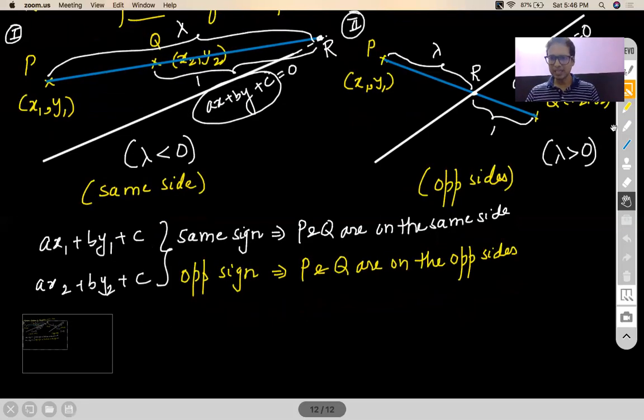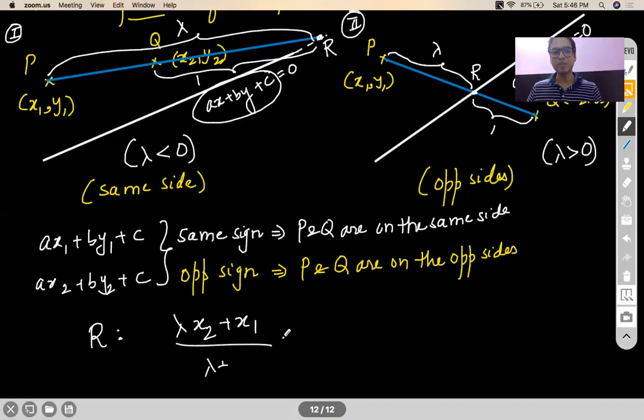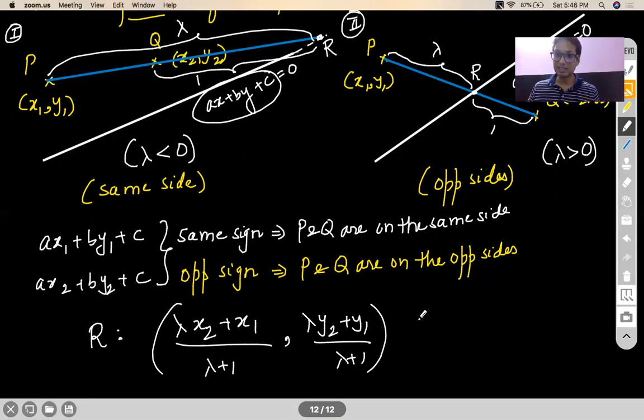So irrespective of whether the line is internally dividing the join of P and Q or externally dividing the join of P and Q, can I say the R coordinates will always be, correct me if I'm wrong, (λx2 + x1)/(λ + 1), comma (λy2 + y1)/(λ + 1). Now remember, this lambda would be negative for external division, it will be positive for internal division. So automatically it will be positive or negative. I don't have to put an external negative sign next to it.